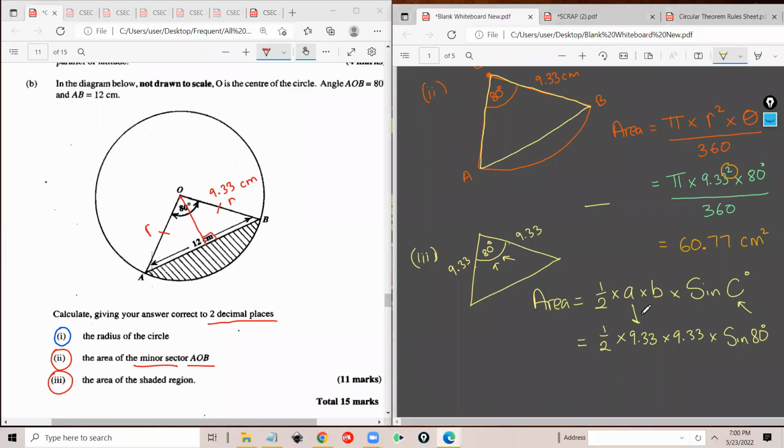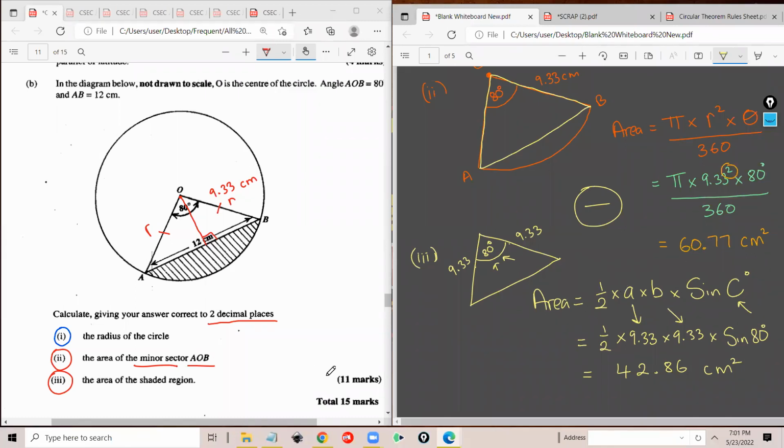So I'll replace a and b with the length of the two sides. Let me type that in on the calculator. And I am getting roughly 42.86 centimeters squared. Now, to get the final answer, remember, we said once we get the area of the triangle, we would minus it from the full area of the sector.